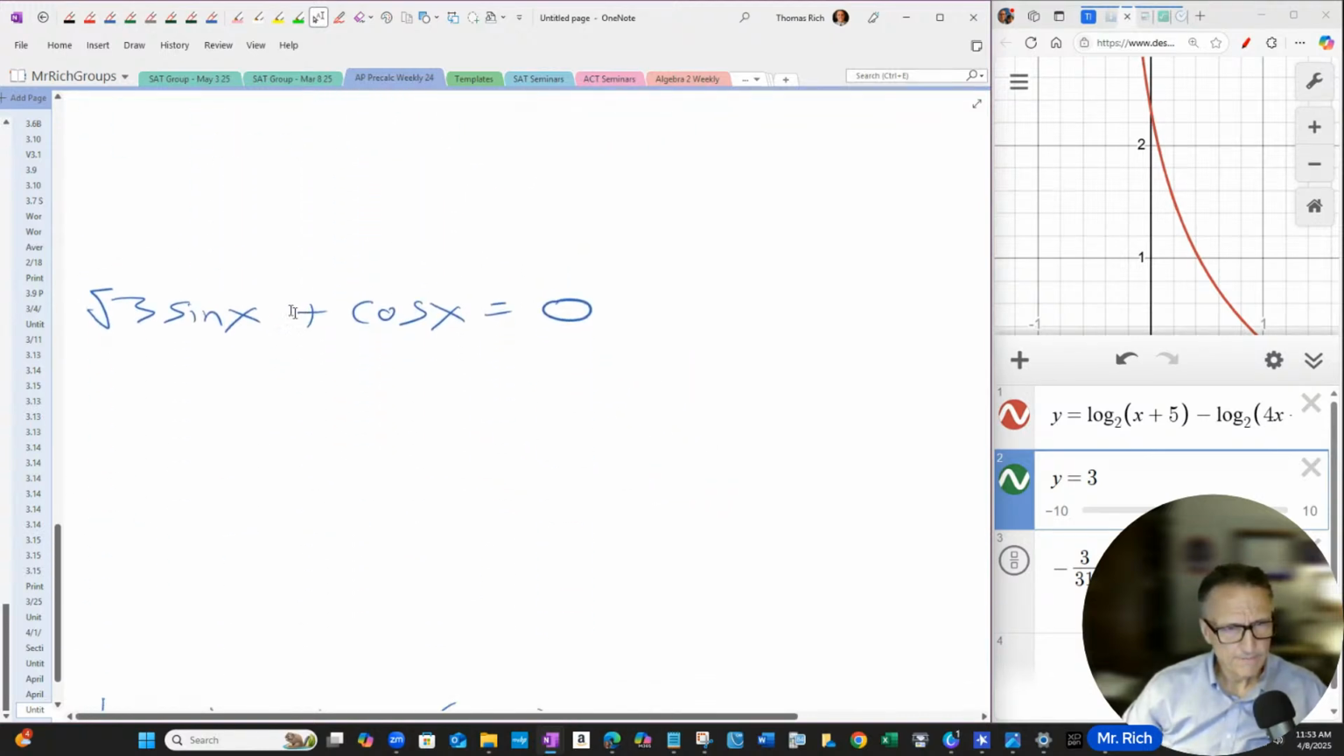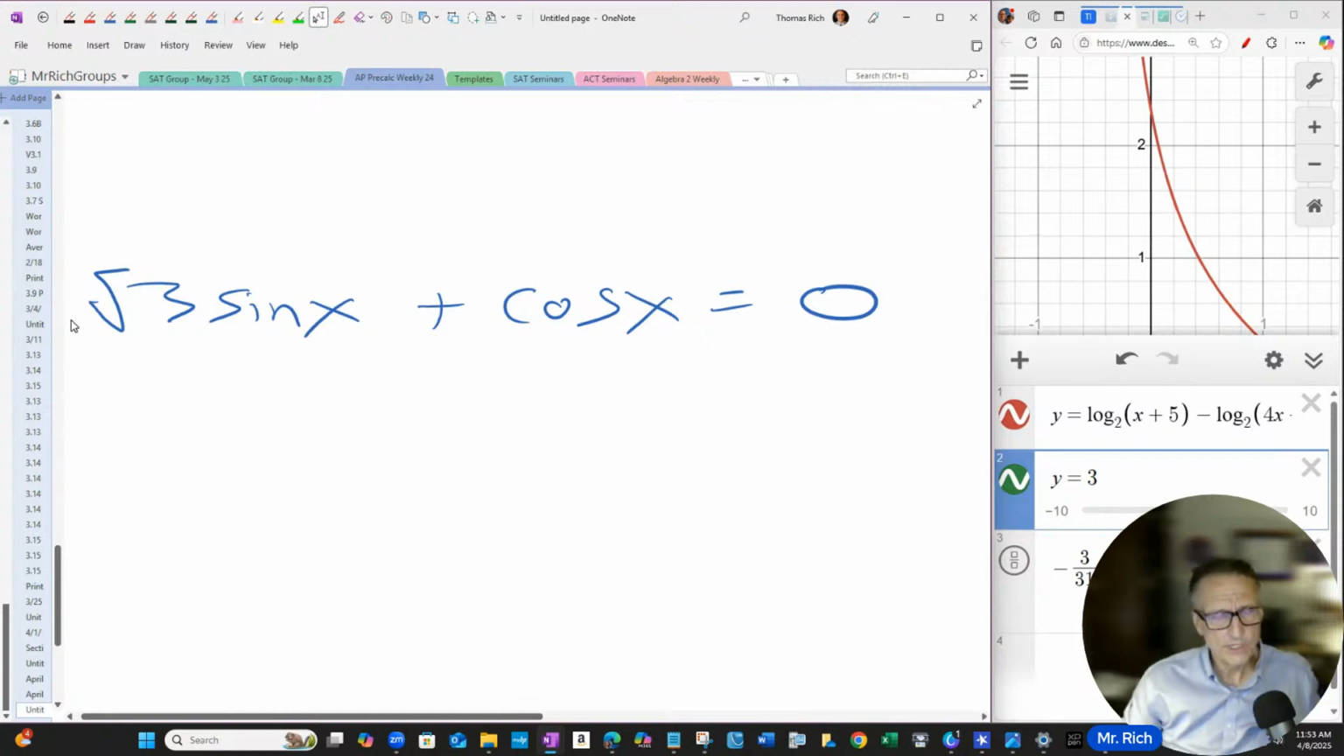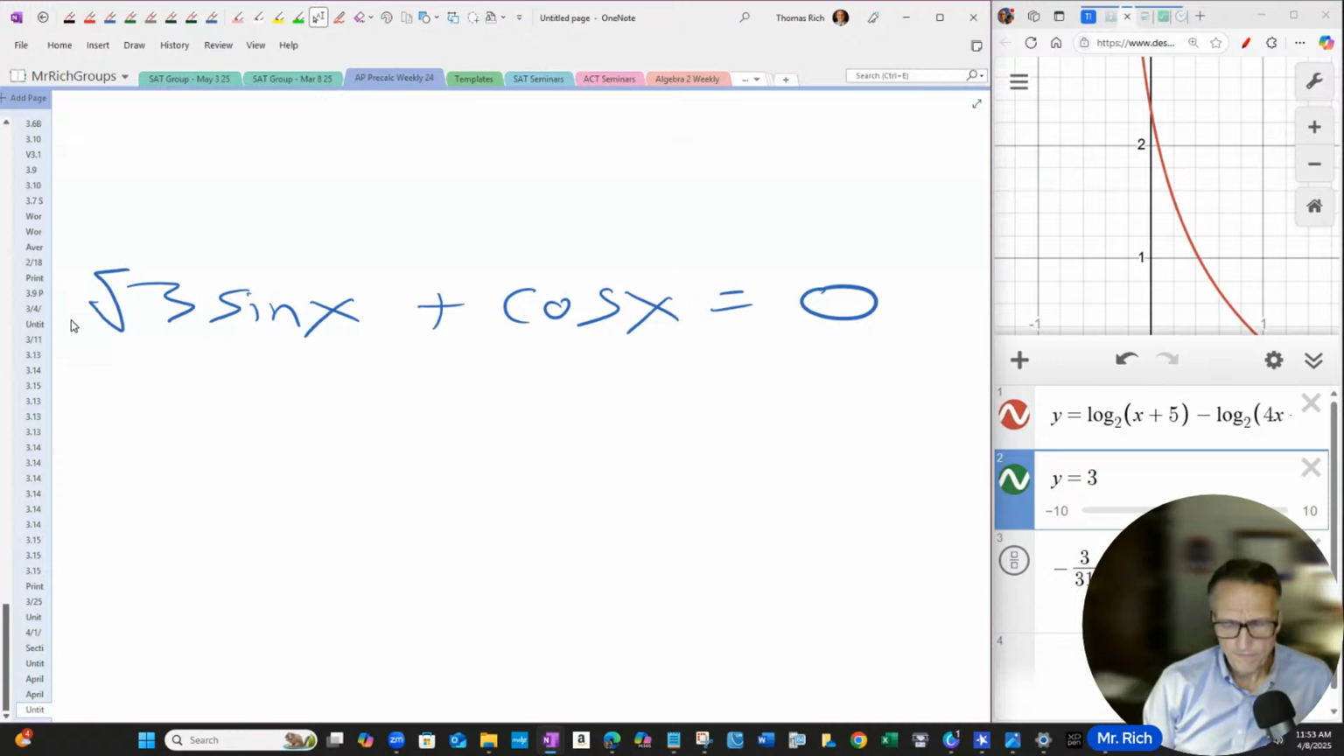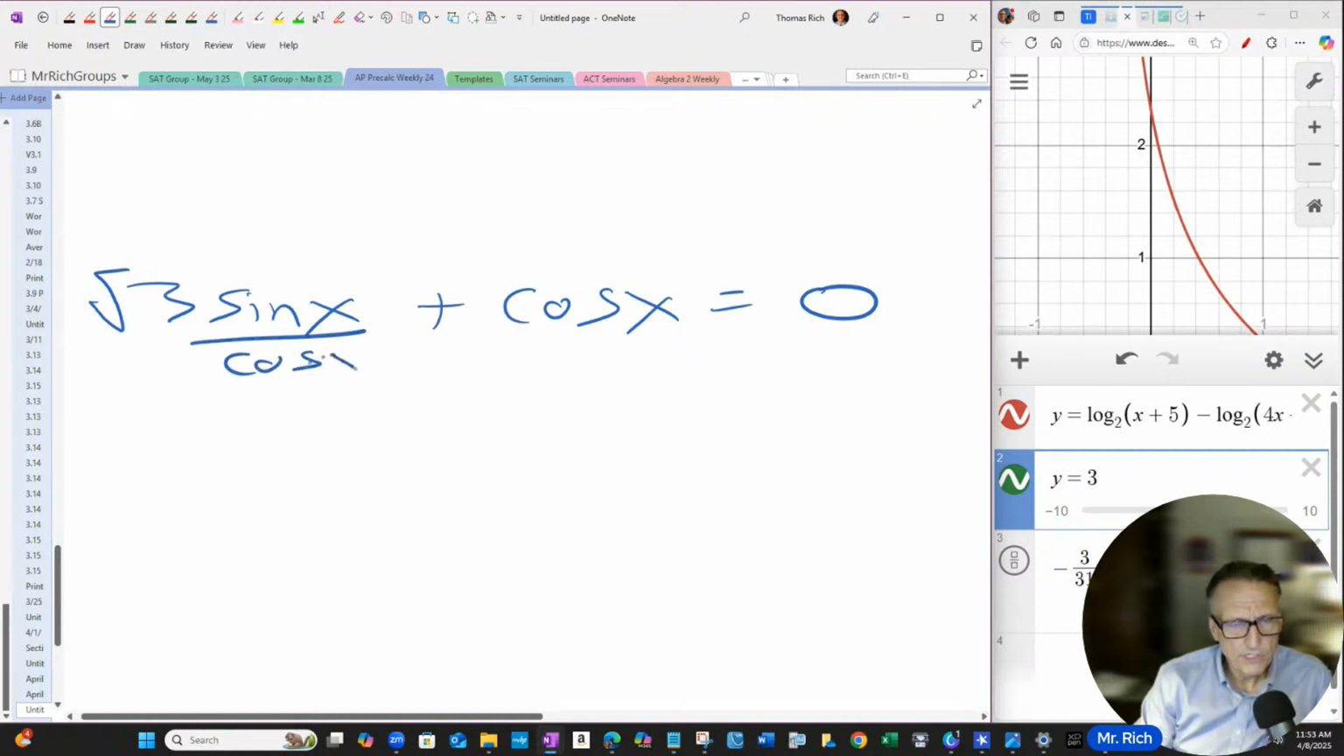All right, not too bad there. All right, so another trig equation. Square root of 3 times sine x plus cosine x equals 0. And this might be a hard one to solve, in that we like to try to get one trig function in our equation and then maybe try some factoring. Well, here, what I'm going to do is get my one trigonometric function in this equation by dividing both sides of this by cosine x.